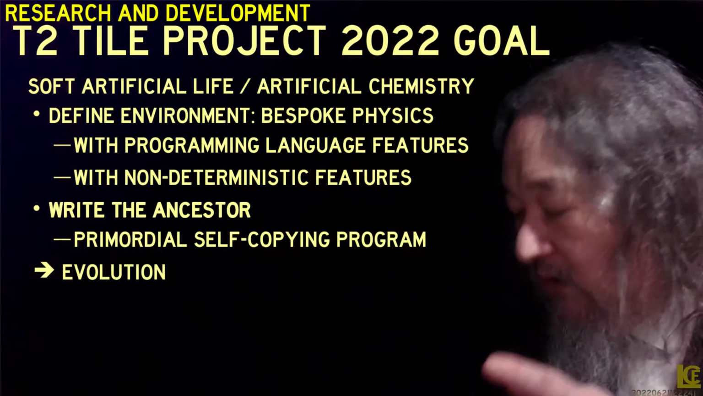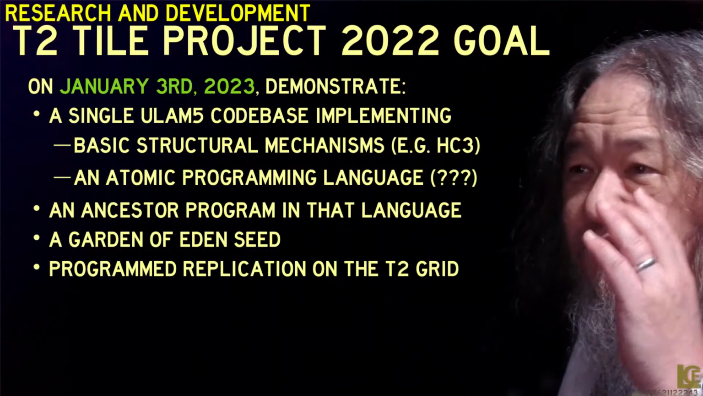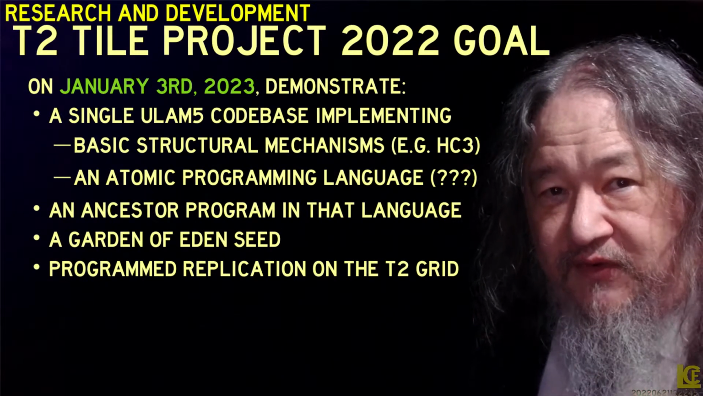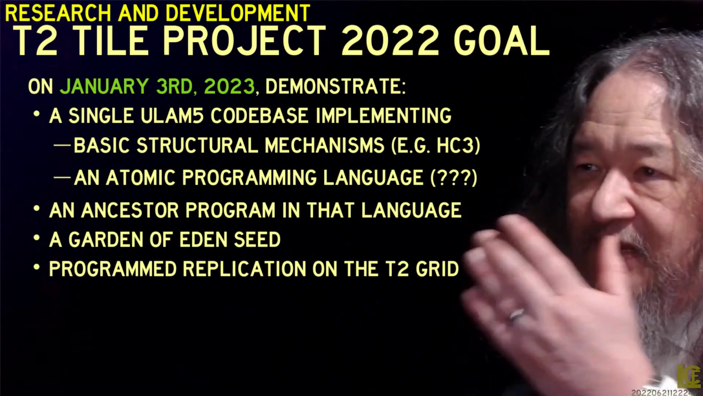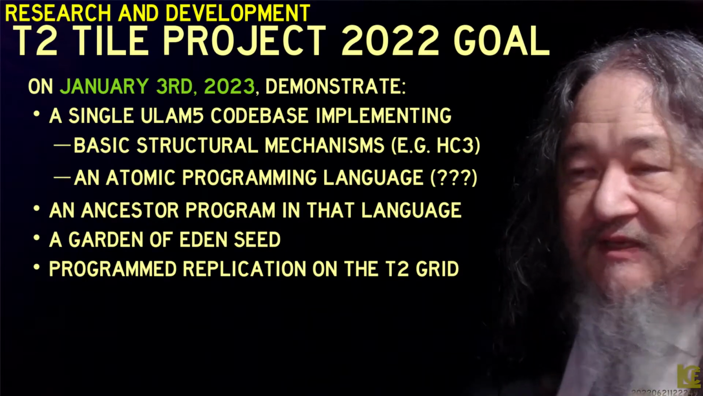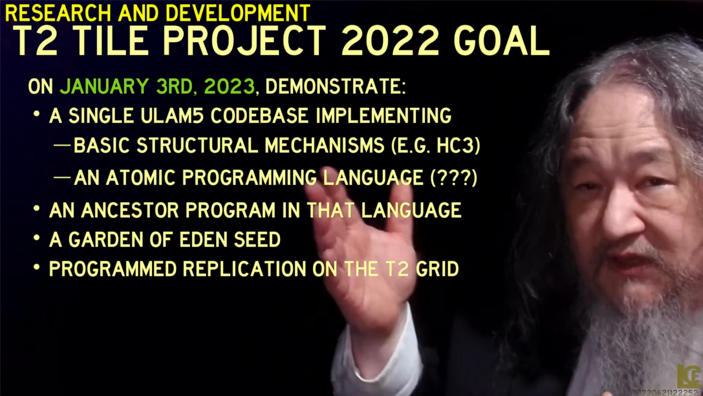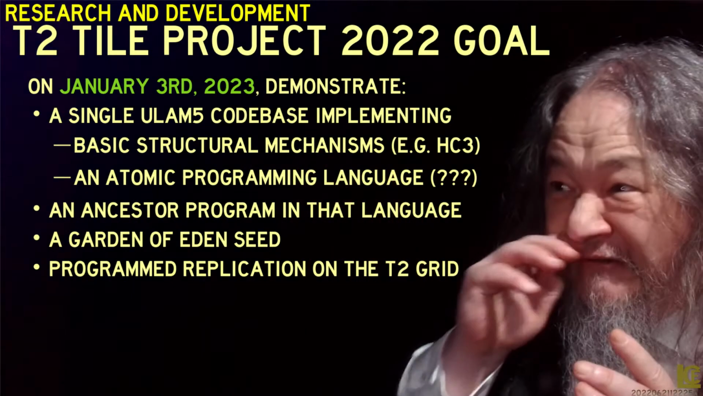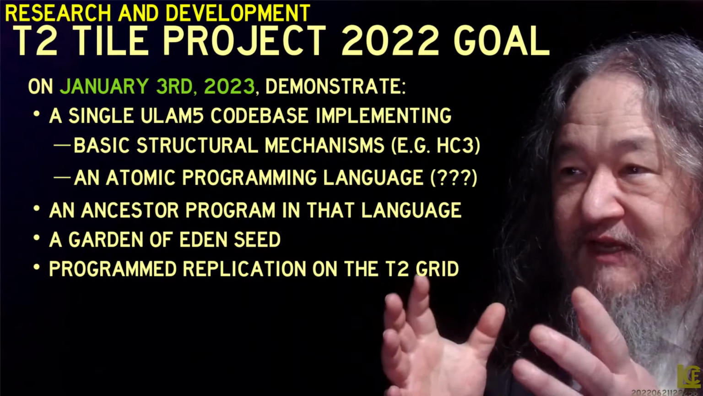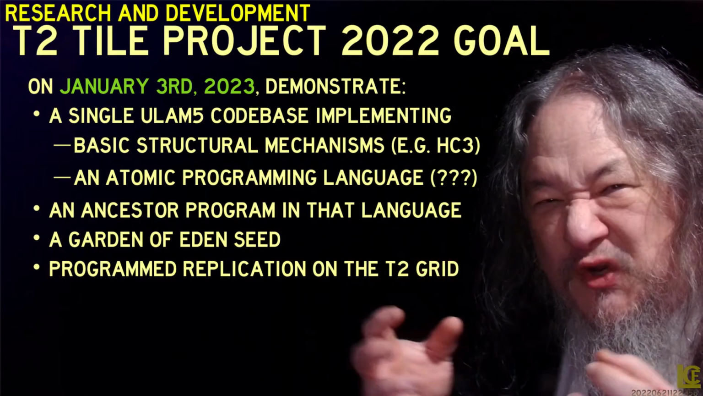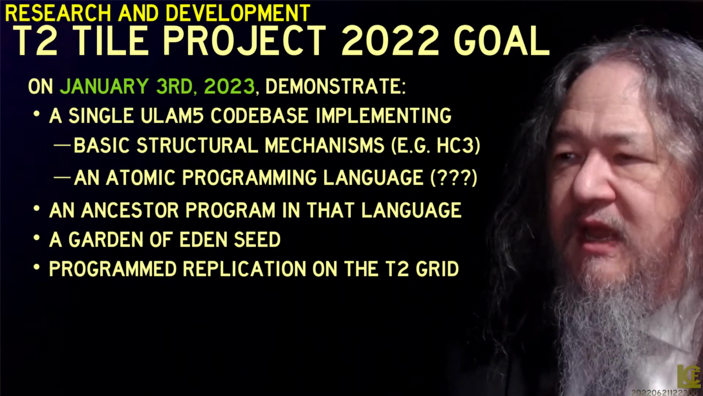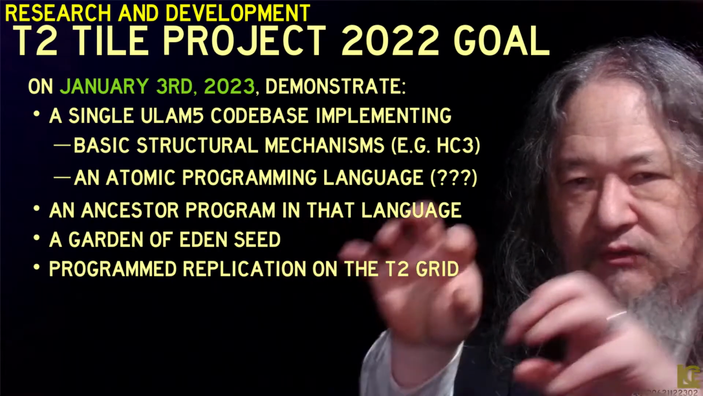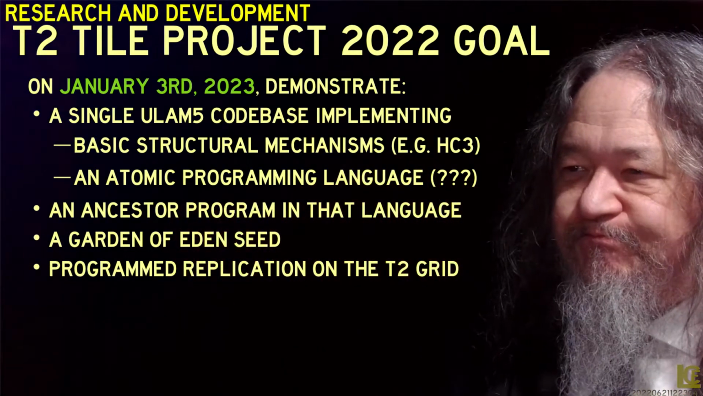So the goal is, on January 3rd, 2023, it's a T2sday, demonstrate an Ulam 5 code base that has some basic structural mechanisms like HC3 and a bunch of other stuff, that has a way of representing a programming language, a sequential programming language at least to some degree, in atoms, in molecules, in sites on the grid.